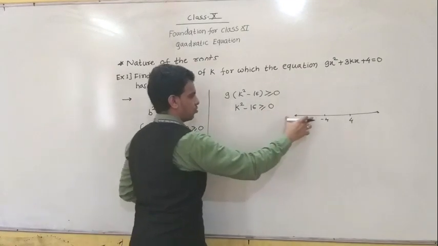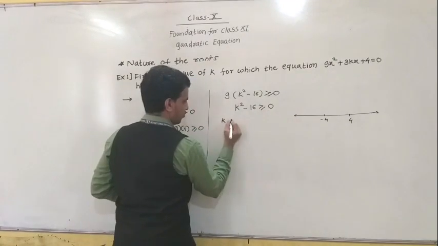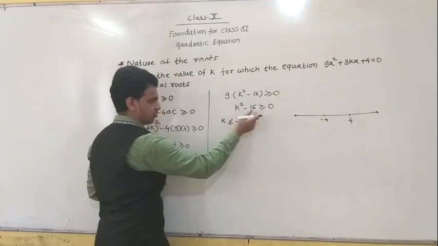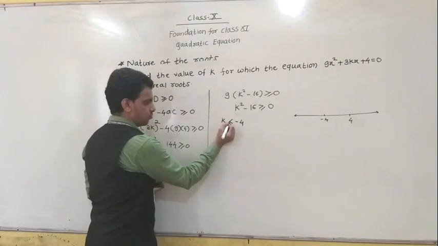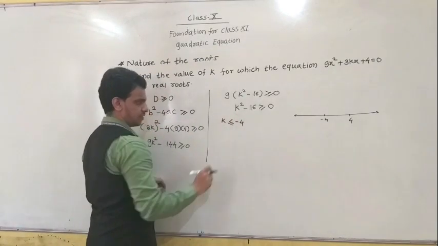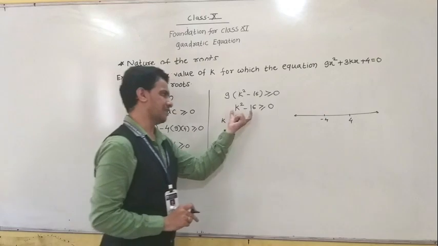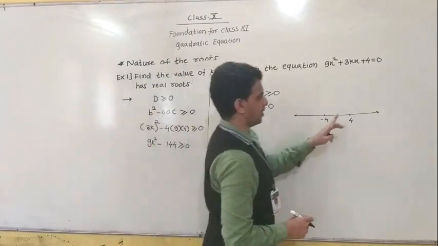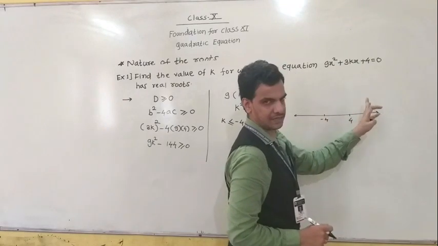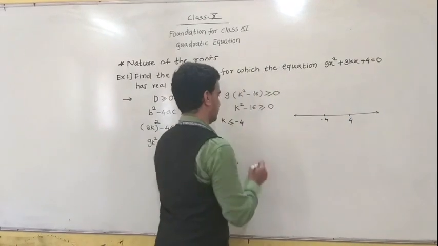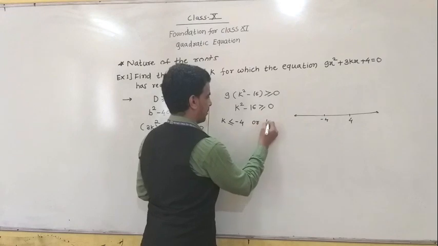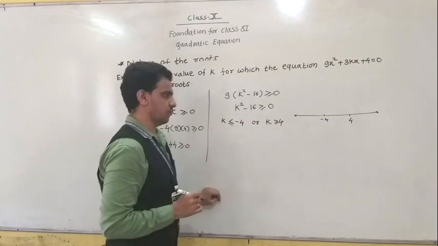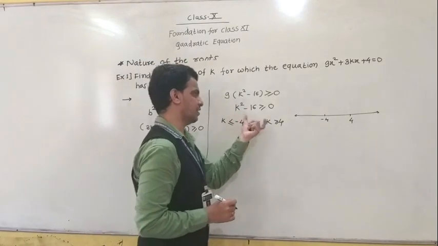Okay. So values which are less than or equal to minus 4, because here the equal to sign is there, satisfy this inequality. And on this side, if I'm taking values 4, 5, 6 and so on, meaning values greater than or equal to 4, then also this inequality is satisfied.